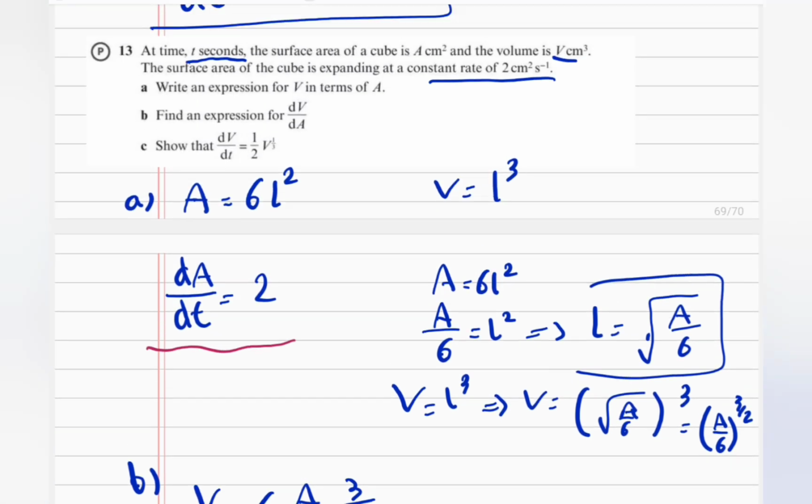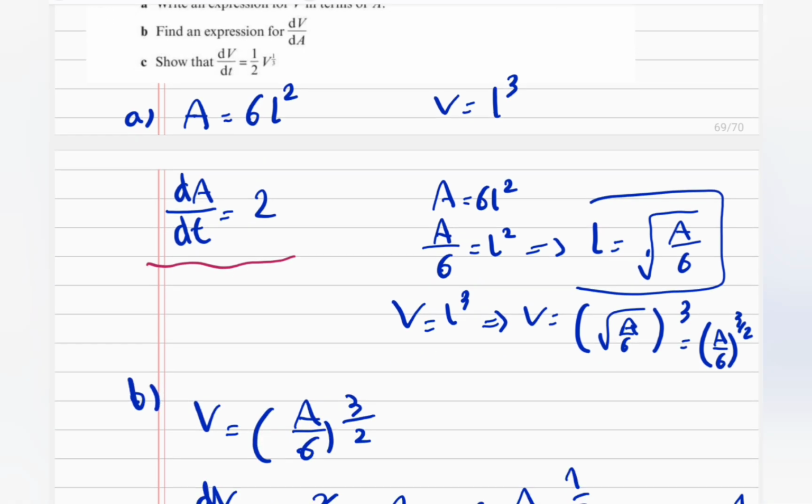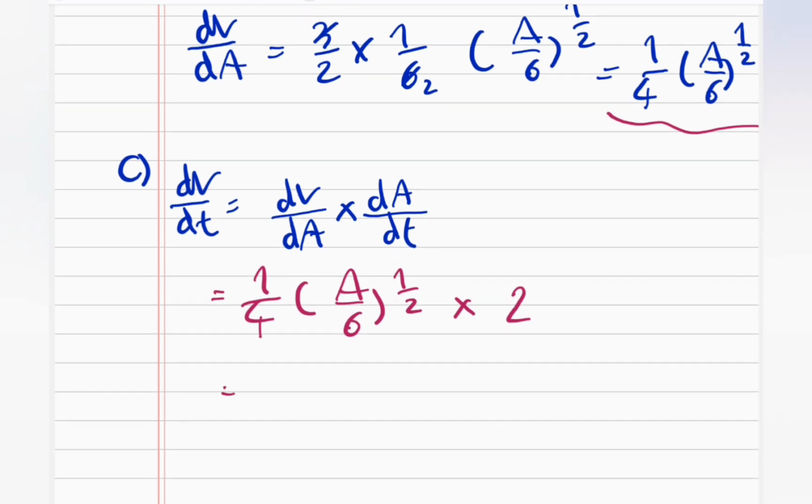Actually, it wasn't from part A. I just wrote that here, but in the question it's given to us that the surface area of the cube is expanding at a constant rate of 2 centimeters squared per second. So that's dA by dt. Now we can substitute the different values. So dV by dA is equal to a fourth times A over 6 to the power of half, and dA by dt is just 2, so we are going to get a half times A over 6 to the power of half.